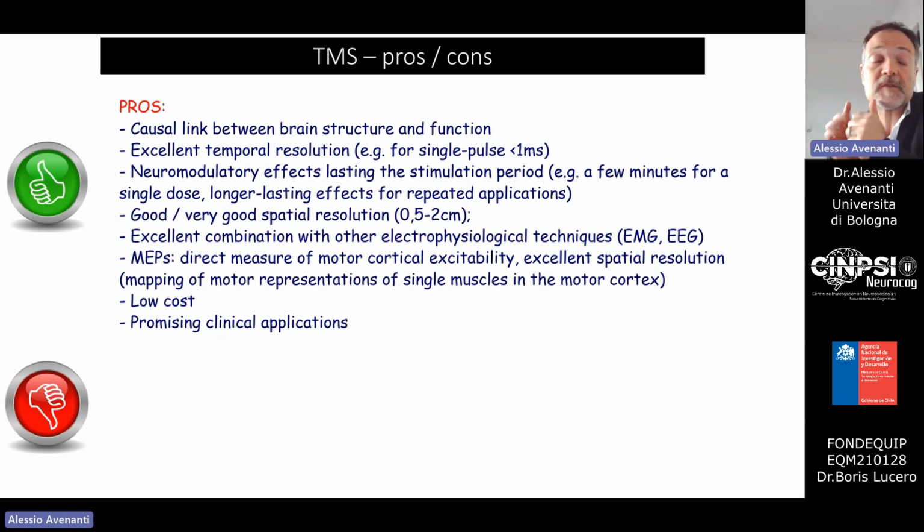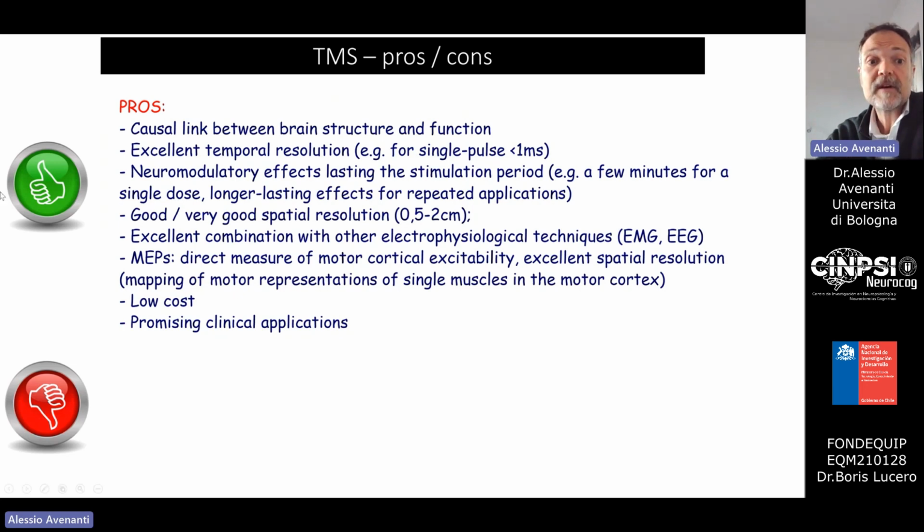We can consider the first important issue for those who are interested in cognitive neuroscience: the possibility to test and investigate causal links between brain structure and function. So, establishing a causal link between a brain region and a cognitive process, a perceptual, cognitive, or motor process.